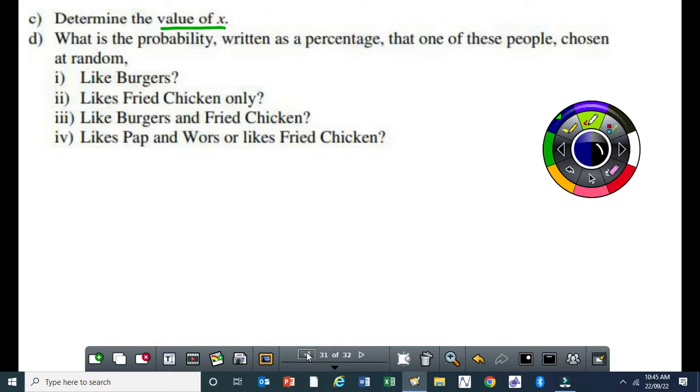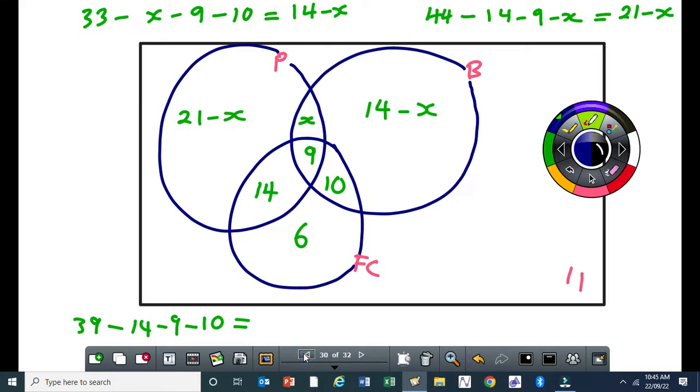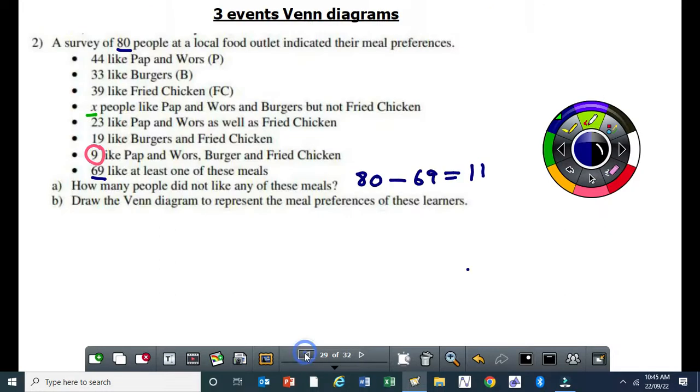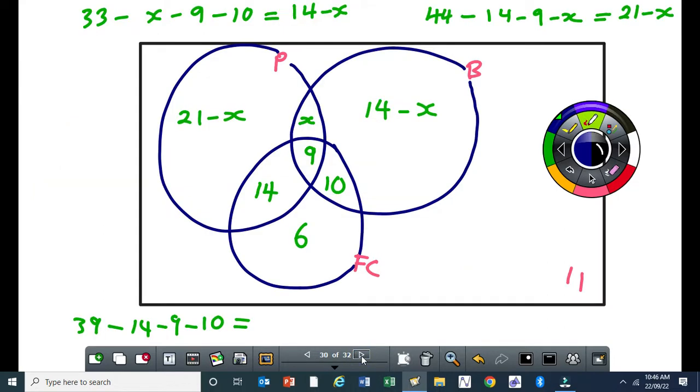Okay, so if I calculate x, remember I told you when you're doing two event Venn diagrams that there are two ways of doing it. You can eliminate that 11, which means you can work with the total, which does not include those 11, which will be 69. Or you can work with that 11, which means the total will be 80. So there are two ways. You can decide that. But I'm going to work with the full total, that is the total in the sample space. So our total in our sample space here is 80.